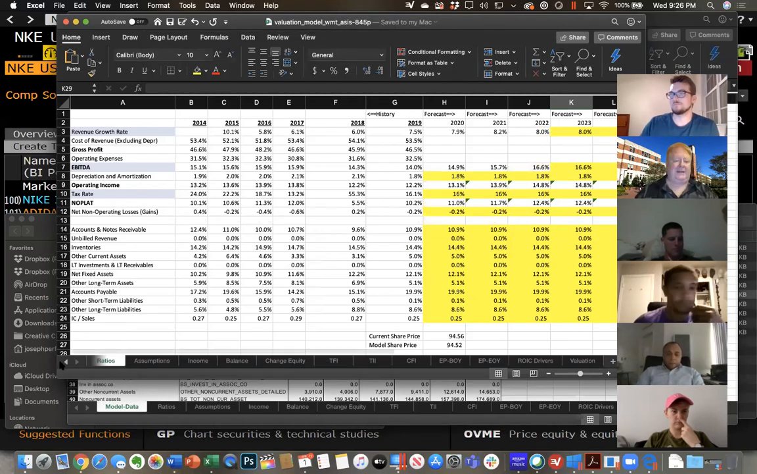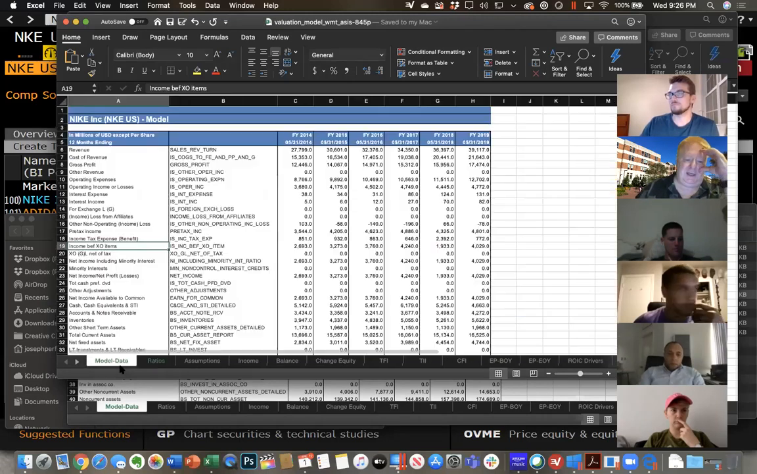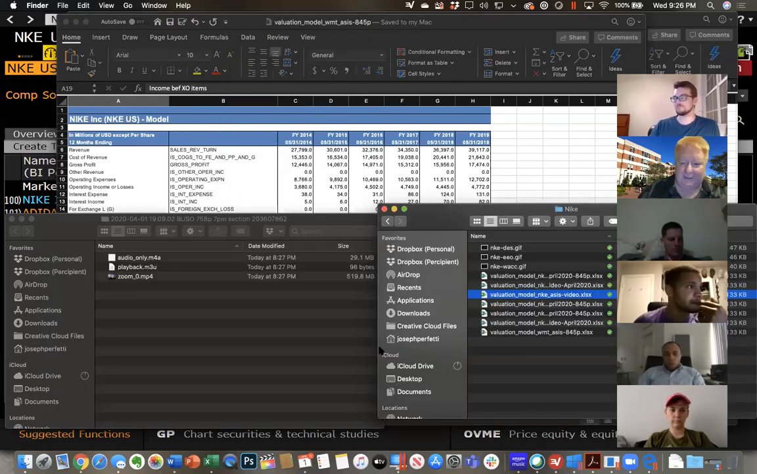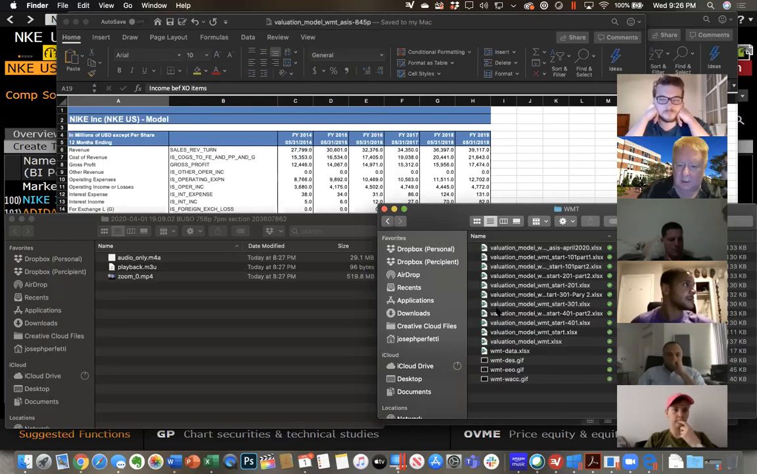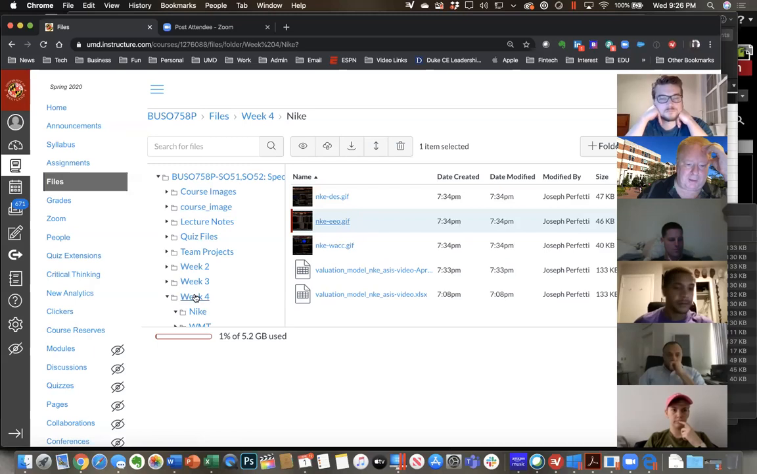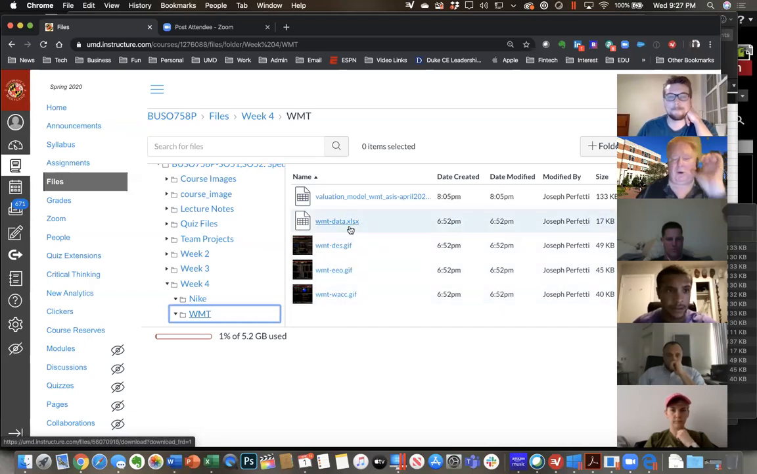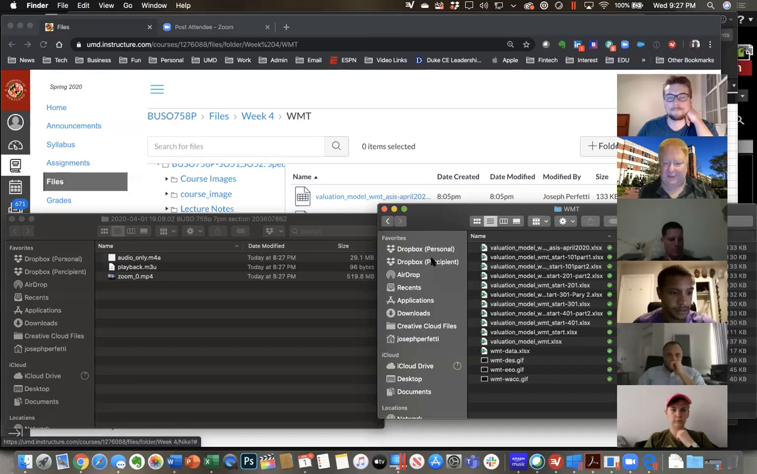All right. So to update the model, which is what you're going to have to do for your group projects as well, the first tab is the historical financial statements, income statements, and balance sheets for Nike. So I'm going to give you a file from Bloomberg, called WMT data. And by the way, if you're playing along at home, in the Walmart folder for week 4 are these files.